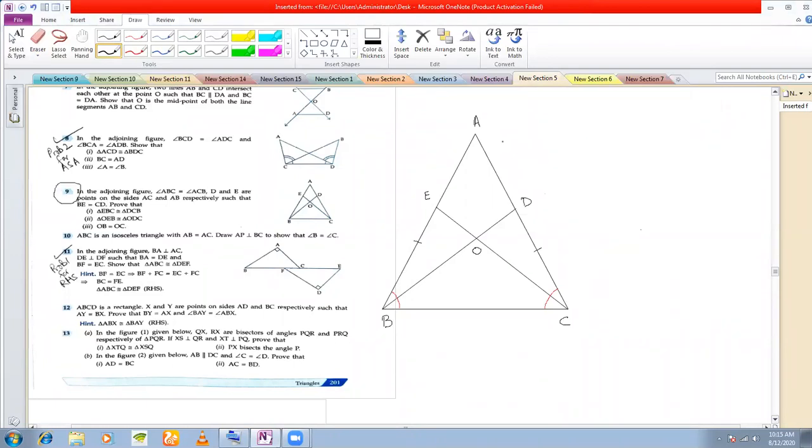Okay, the question is: is triangle EBC congruent to triangle DCB? Which two triangles am I talking about? Here you're talking about, let me mark in the figure, EBC. This triangle they are talking about, and they are talking about this triangle. Okay.